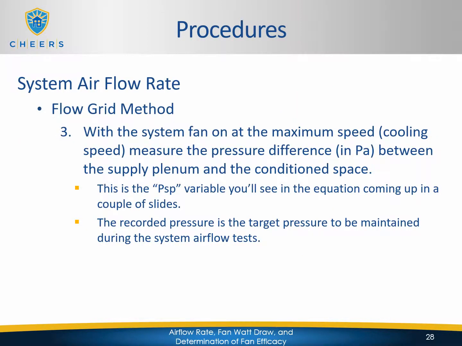With the system fan on at the maximum speed, which is the cooling speed like we talked about before, you want to measure the pressure difference in pascals between the supply plenum and the condition space. This is the PSP variable you'll see in the equation coming up in a couple of slides, and it's the same as we talked about in the previous equation during the plenum pressure matching method that we covered. The recorded pressure is the target pressure to be maintained during the system airflow tests.